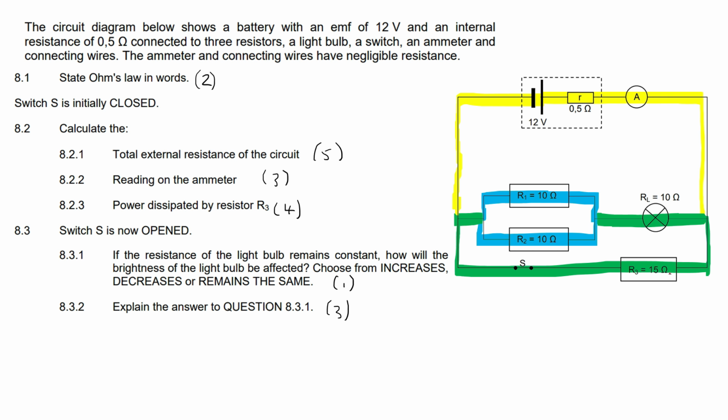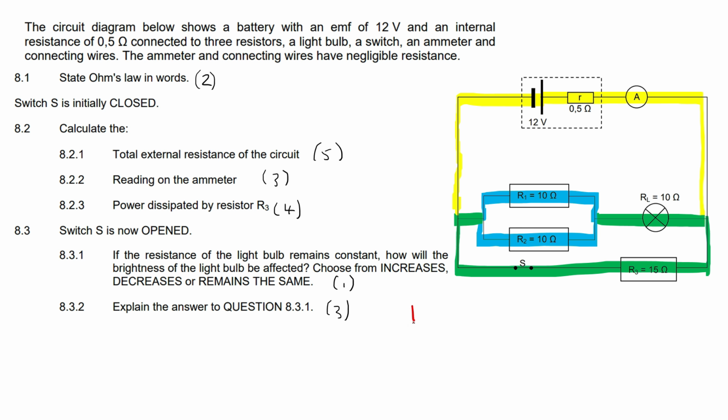Okay, so these two green pathways are in parallel with each other. But inside that, there's another parallel part over here. So we have to calculate the total resistance. What I would say is let's work from the inside out. So let's get this parallel combination first.